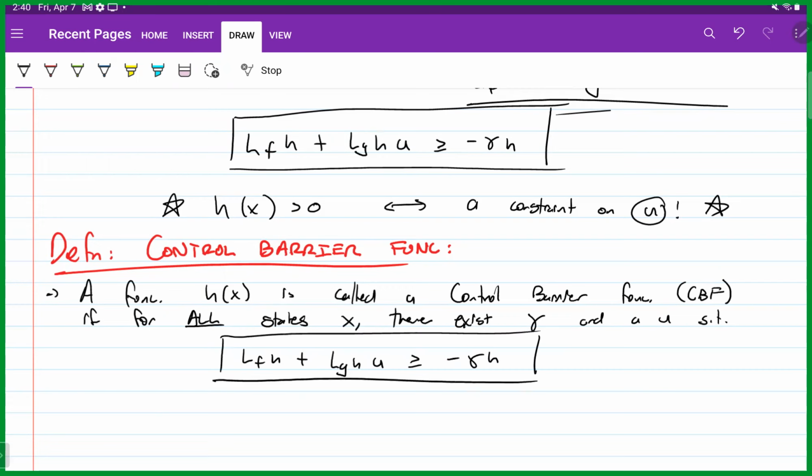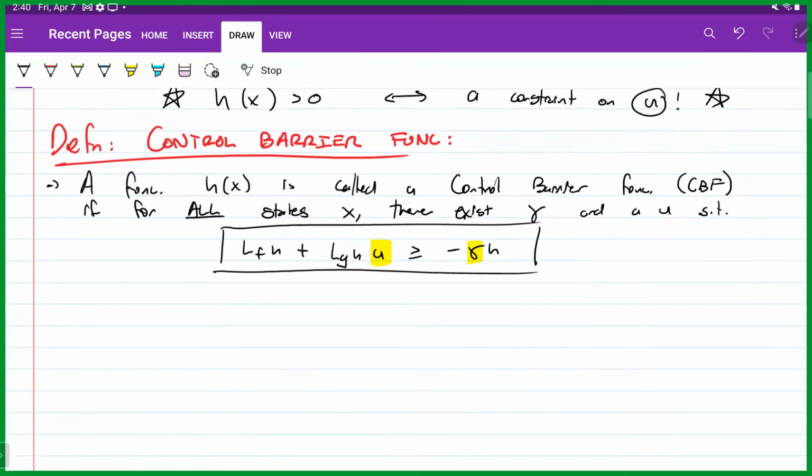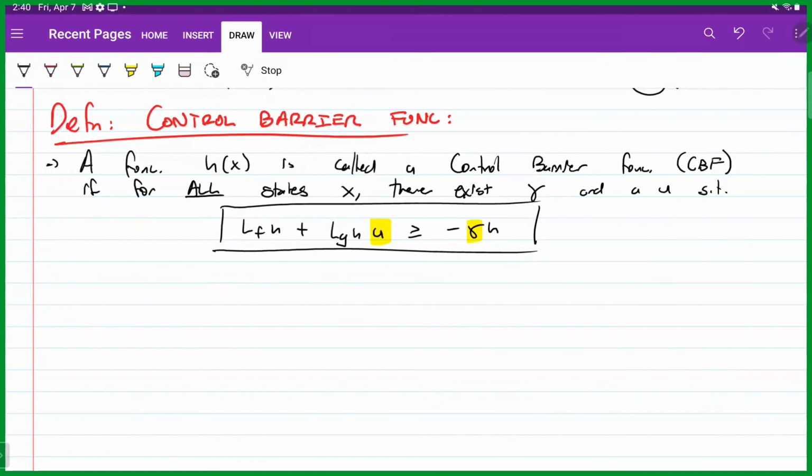All right. So what we're saying is that this function h of x is called a control barrier function if for every state in our state space, we're able to find some value gamma from this constraint, right? And some value of an input such that we're able to enforce the safety constraint and make sure we stay within this safe set. Okay, great. So that tells us what a CBF is. In summary, it's just a function that allows us to enforce safety by constraining the input to our system, okay?